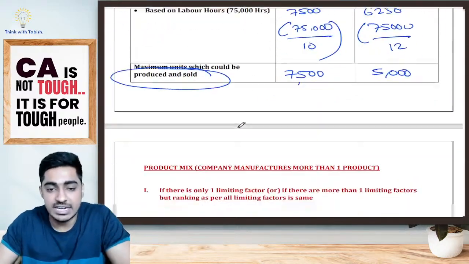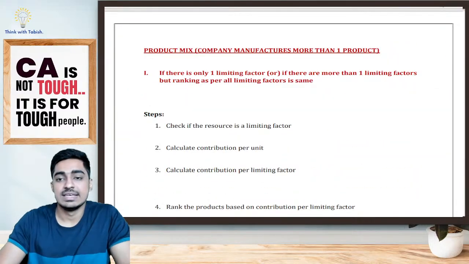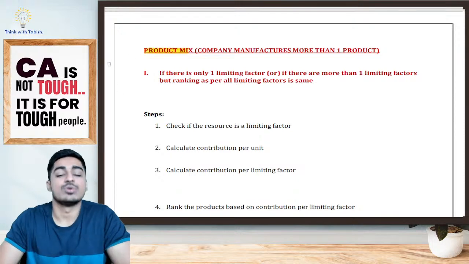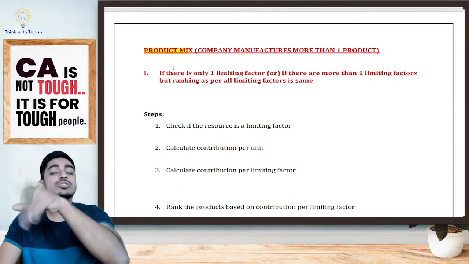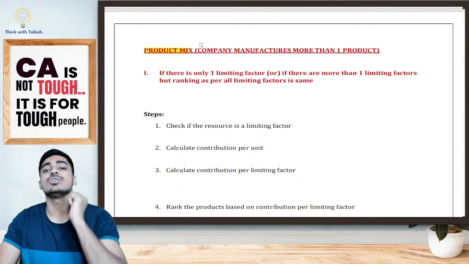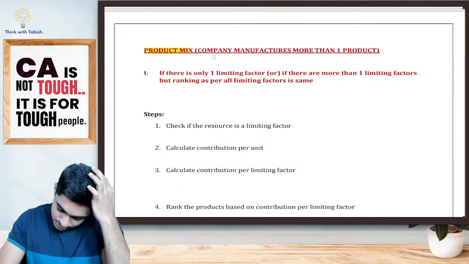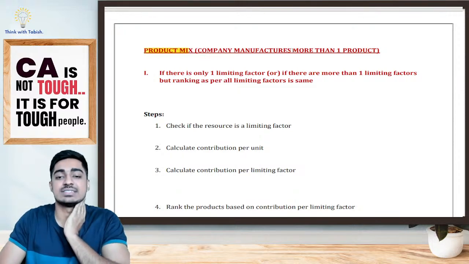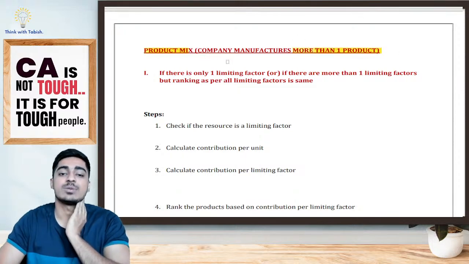Next, we have the second type of question. Second type of question, company is telling, no, we want to produce both the products. We want P also, Q also. How many units of P? How many units of Q? That is the question. So we want to calculate the product mix. Company is manufacturing more than one product.